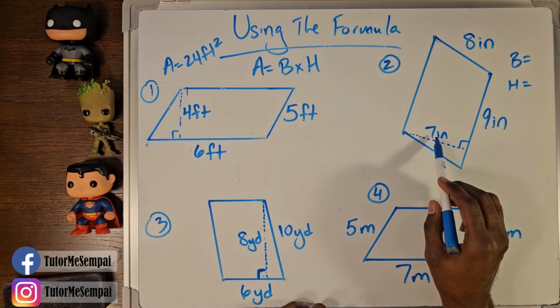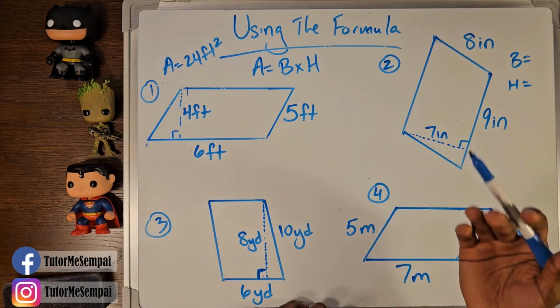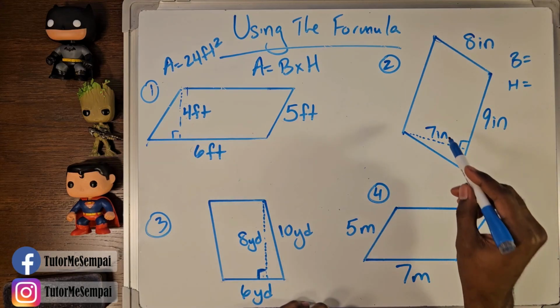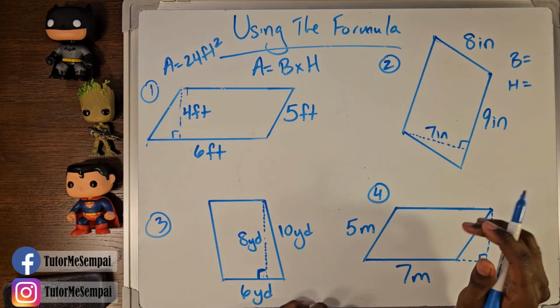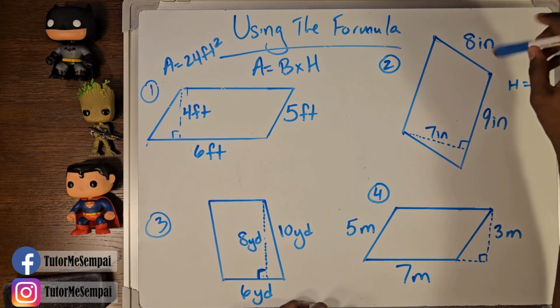How about the 7 inches? Once again, this is a dotted line. It's not really part of this parallelogram. It's not a side of this shape. So we can't use it as the base, which leaves us with 9 inches. So 9 inches, I'm going to move this over.